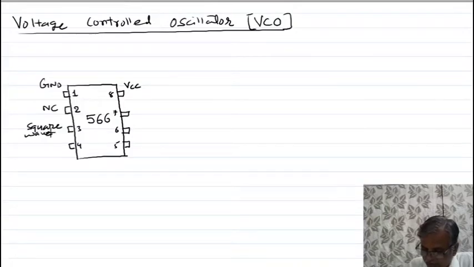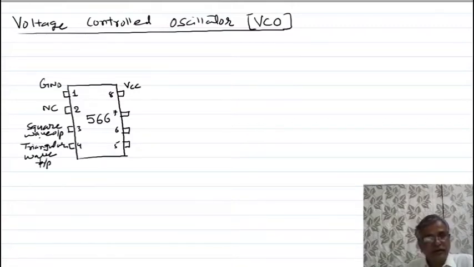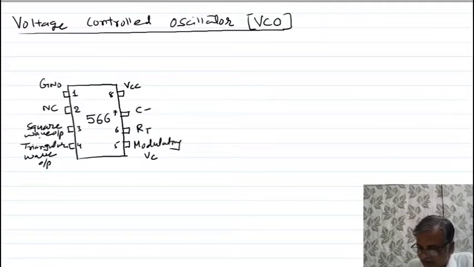At pin number 4 you will get the triangular waveform output. Pin number 5 is for the modulating voltage VC, if you want to give some external voltage. At pin number 6 you have to connect the timing resistor. At pin number 7 you have to connect the timing capacitor, and pin number 8 is the supply voltage VCC.